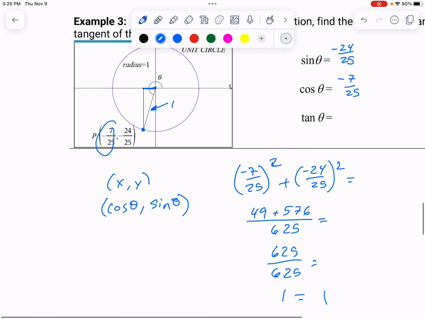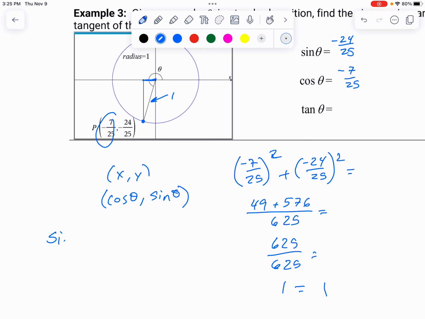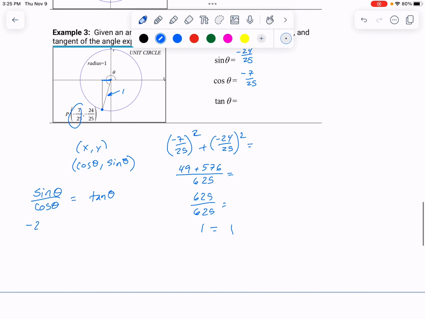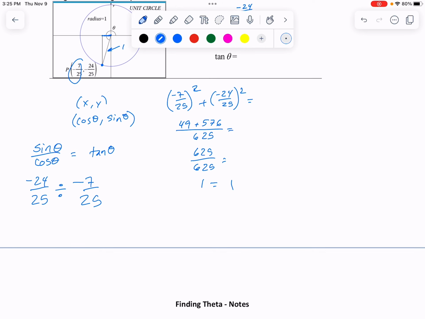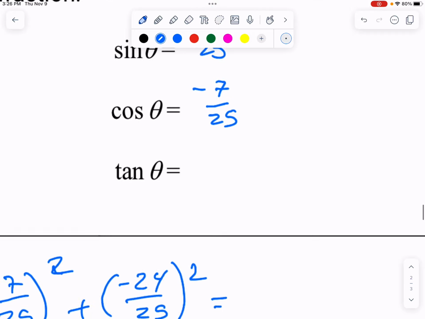Okay, so then your tangent, on this one I would probably say sine of theta over cosine of theta is equal to tangent of theta. And so the sine value we said was negative 24 over 25, and that needs to get divided by the cosine, which is negative 7 over 25. To divide fractions, I multiply by the reciprocal. Keep, change, flip. Okay, anyway, 25 over negative 7. The signs will cancel, the 25s will cancel, and I get 24 over 7 is my tangent value.